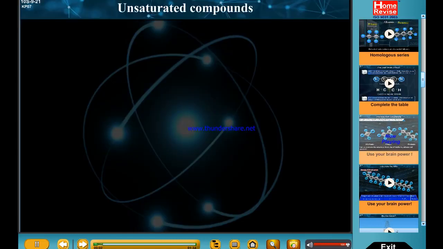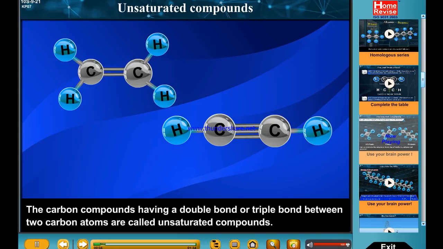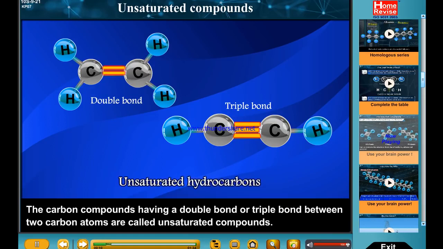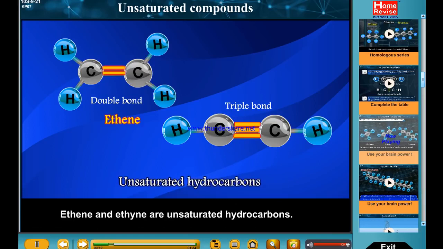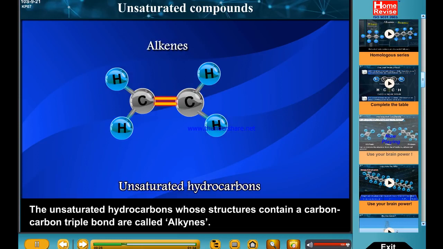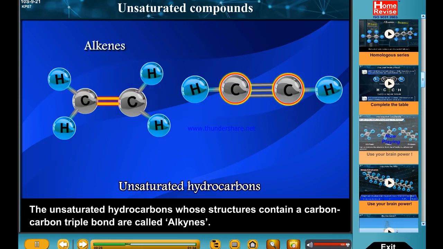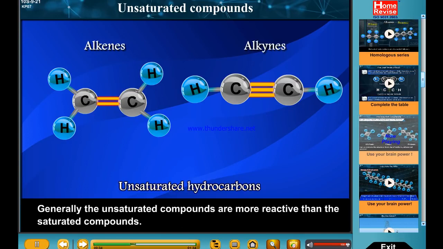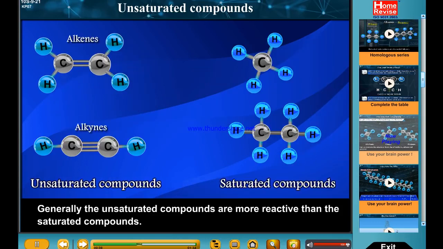Unsaturated compounds. The carbon compounds having a double bond or triple bond between two carbon atoms are called unsaturated compounds. Ethene and ethyne are unsaturated hydrocarbons. The unsaturated hydrocarbons containing a carbon-carbon double bond are called alkenes. The unsaturated hydrocarbons whose structures contain a carbon-carbon triple bond are called alkynes. Generally, the unsaturated compounds are more reactive than the saturated compounds.